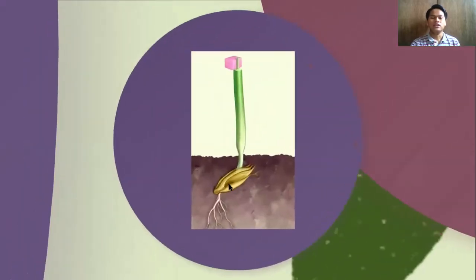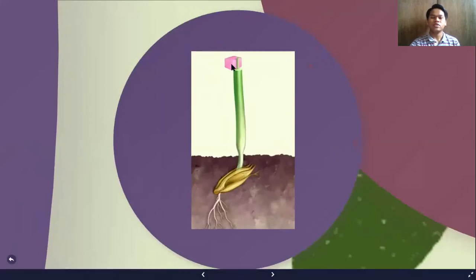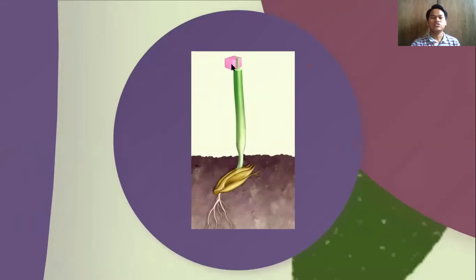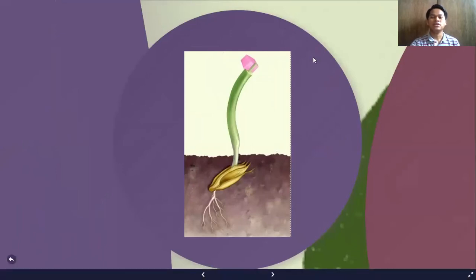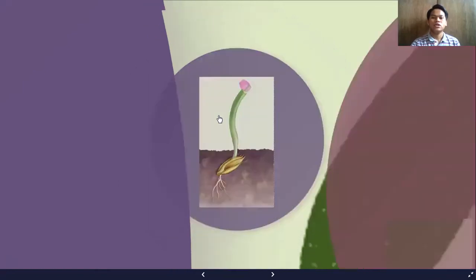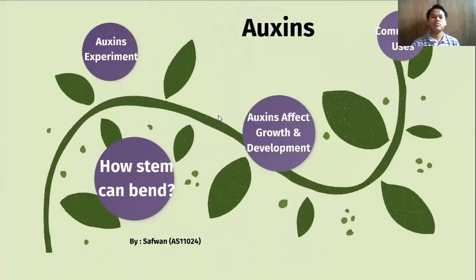Then the agar block is put on one side of the stem. The effect is that the stem bends to the other side. It shows that there is something that causes the stem to elongate. In this case, scientists found that one of the hormones, called auxin, helps to elongate the stem. After that, I will explain how the stem can bend, so how auxins can affect the elongation of the stem.